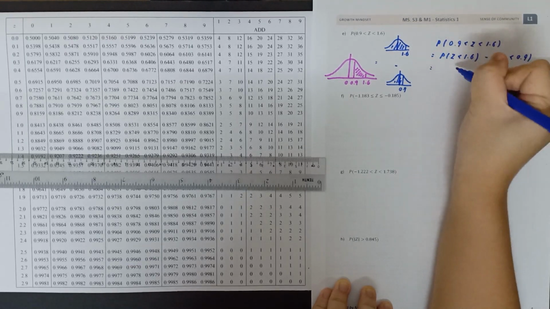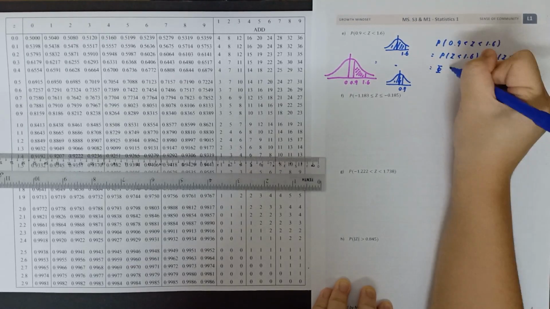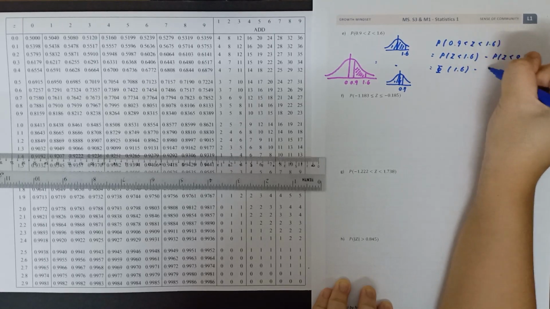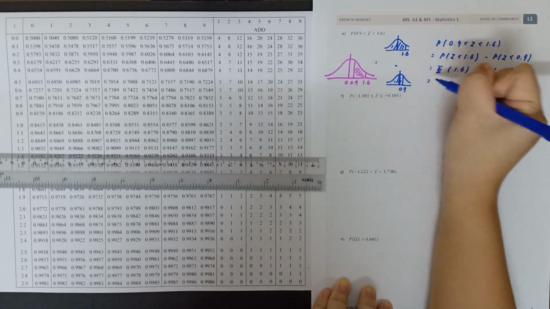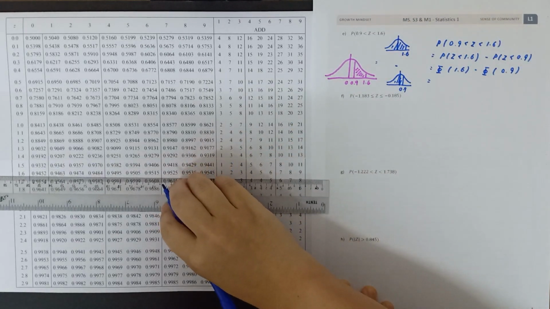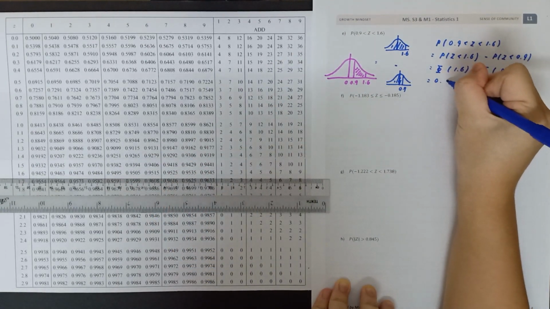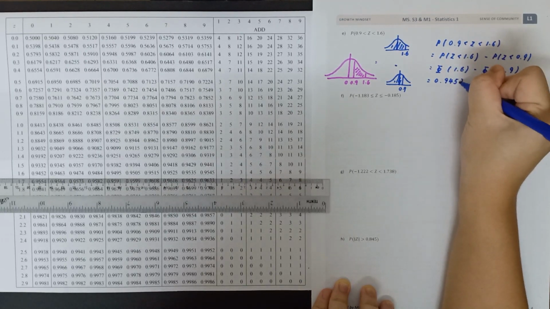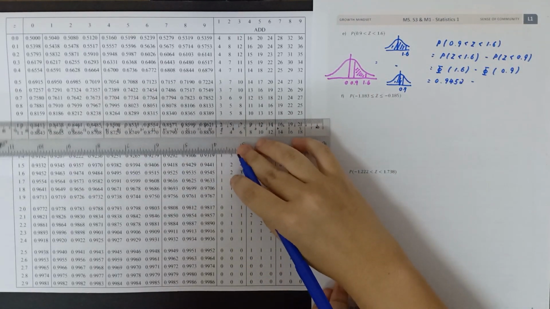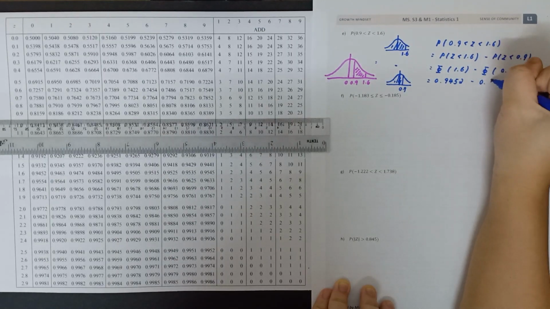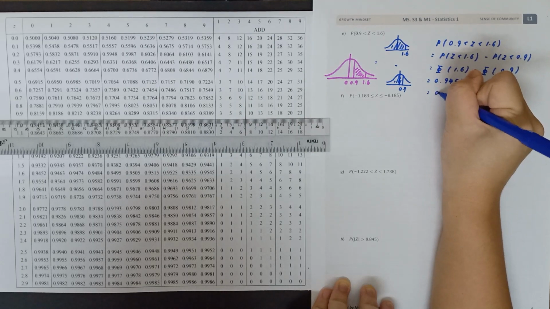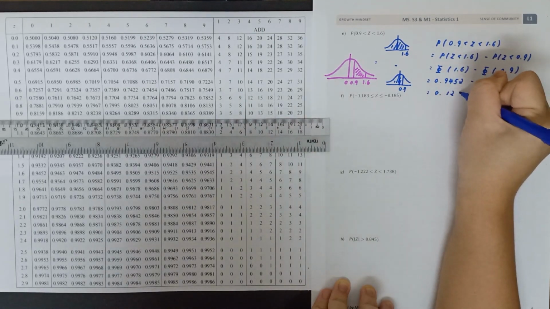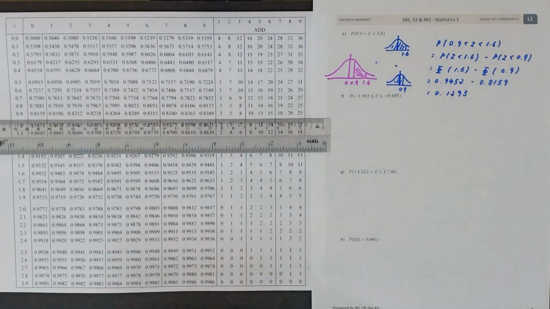Okay, then we change it to phi. So phi 1.6 minus phi 0.9. So you can get the value from your table. So 1.6 gives you 0.9452 minus 0.9, which is 0.8159. Okay, so when you minus them, then you will get an answer of 0.1293. Okay, alright, move on to F.